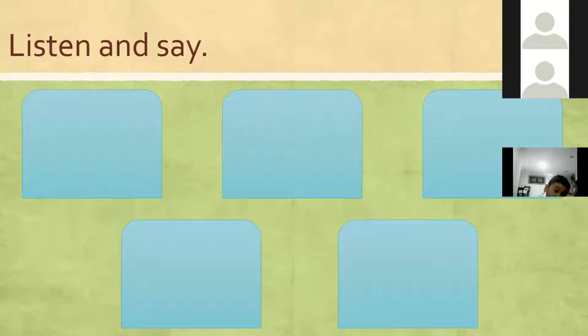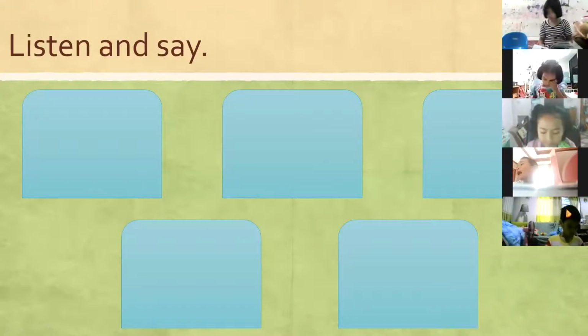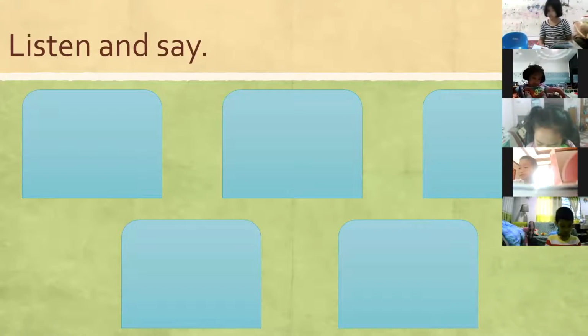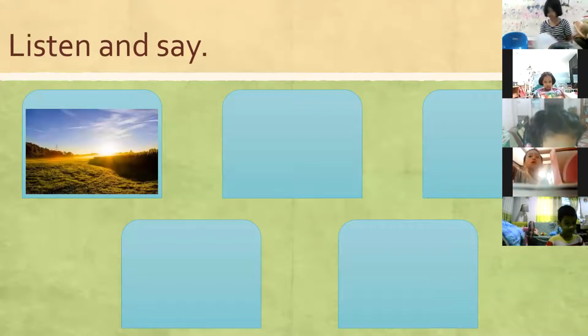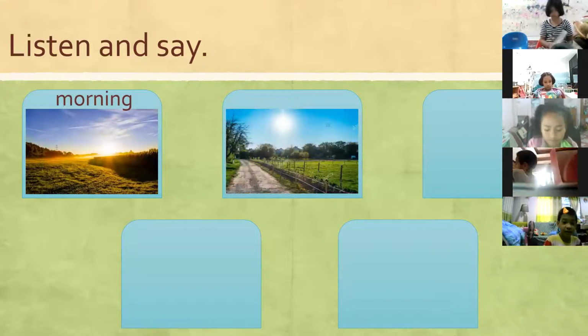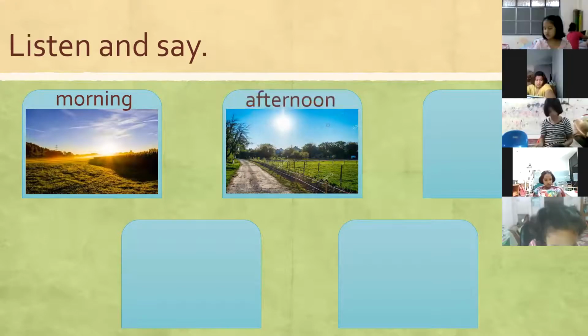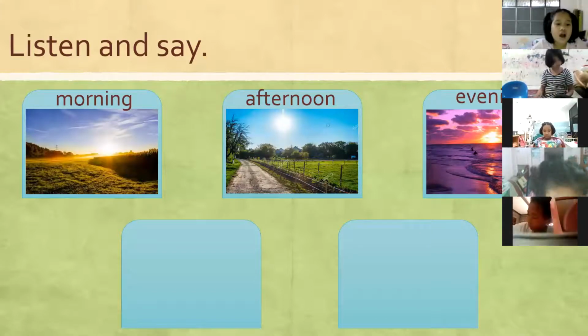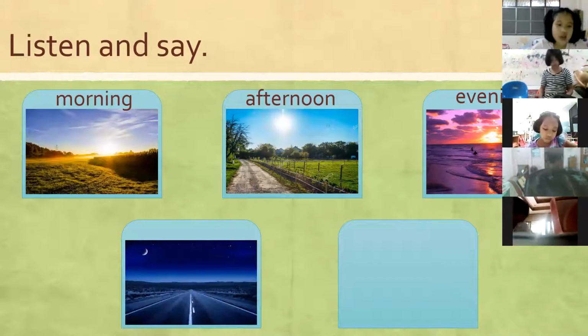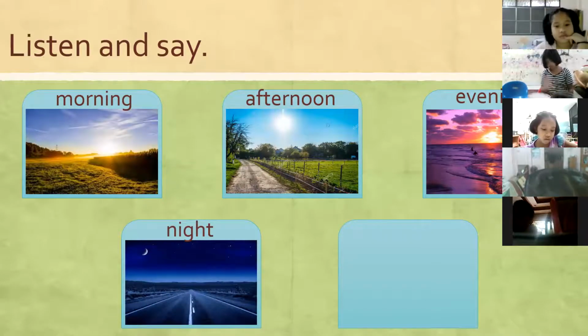As you can see on page number six, we have five vocabularies. First one, what is it? Morning. Number two, afternoon. Number three, evening. Number four, night.